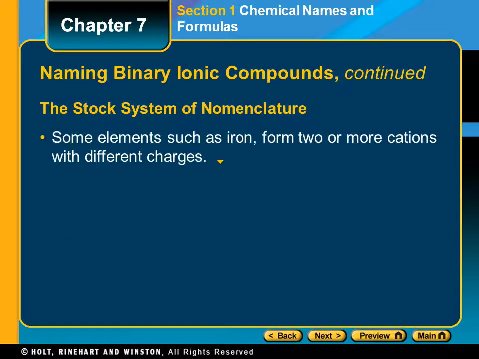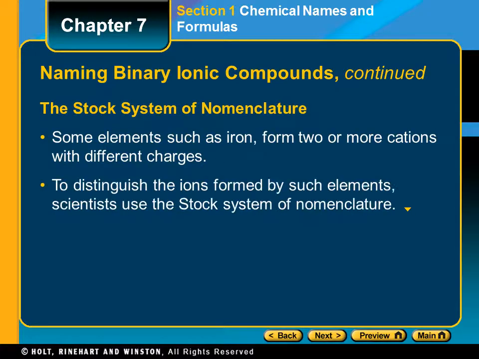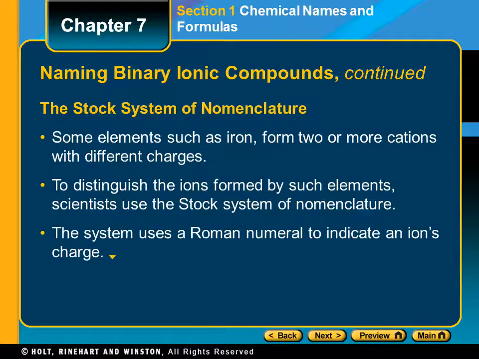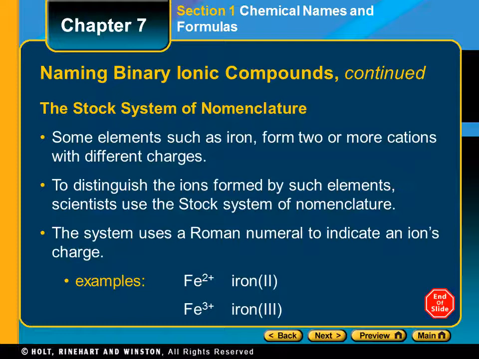Now, the Stock system of nomenclature. You have elements like iron, which form 2 or more cations with different charges. To distinguish the ions formed by such elements, scientists use what we call the Stock system of nomenclature. And this is where you've seen these names with Roman numerals to indicate the ion's charge. So, Fe2+ would be iron(II). Fe3+ would be iron(III). We do this because there are certain elements that form more than one ion.